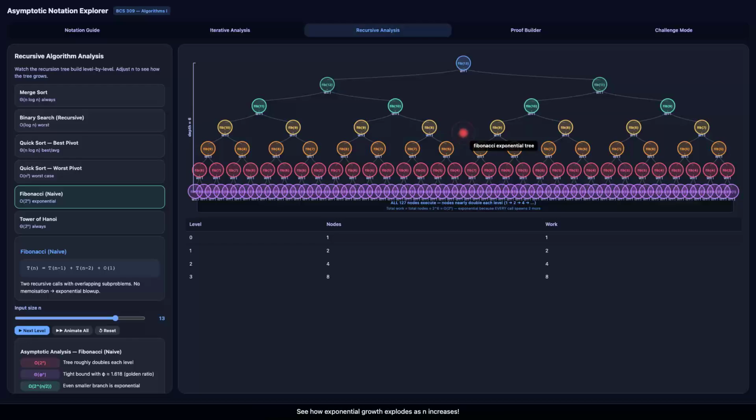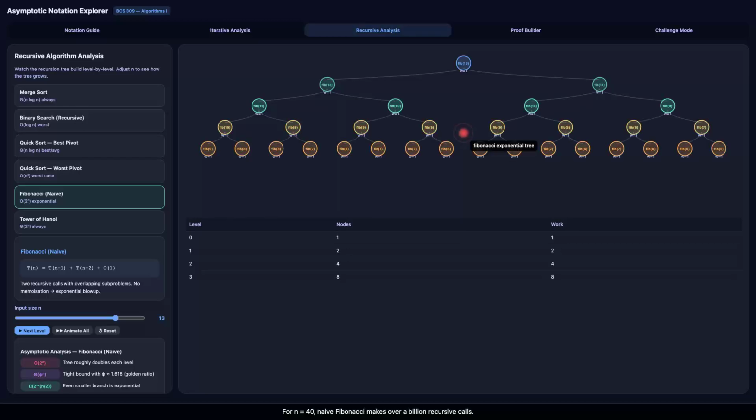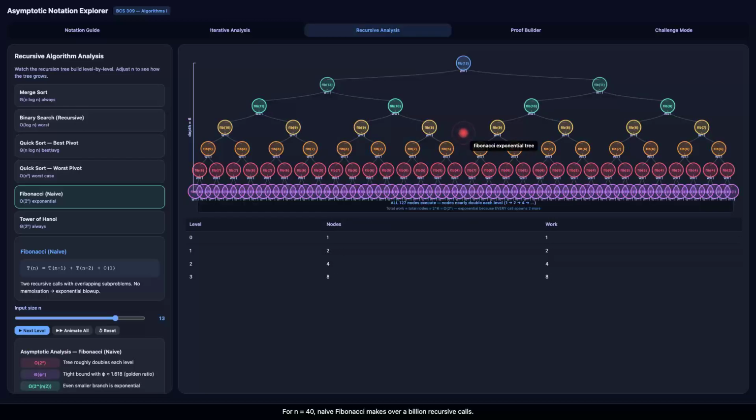See how exponential growth explodes as n increases. For n equals 40, naive Fibonacci makes over a billion recursive calls. For n equals 50, it would take longer than the age of the universe to complete. This is why exponential algorithms are generally considered intractable. The beautiful irony is that Fibonacci can be computed in O(n) time with dynamic programming, or even O(log n) time with matrix exponentiation. The lesson: recursive structure alone doesn't determine complexity. Overlapping subproblems can turn polynomial problems into exponential nightmares.